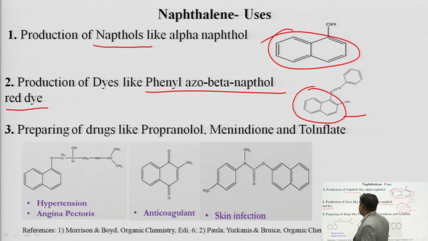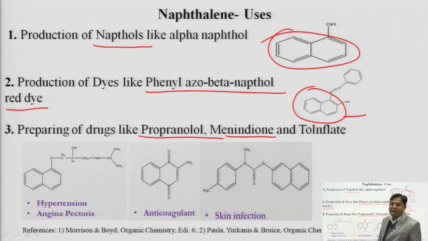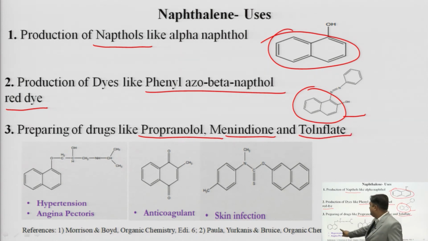It is also used for preparing drugs like propranolol. You know that propranolol is a very important drug used in hypertension. It is also used in the preparation of menadione and tolnaftate. Propranolol is used in hypertension and angina pectoris, a very dangerous cardiac disease. Menadione is used as an anticoagulant. Then tolnaftate is used for skin infections. So, these are very important molecules prepared from naphthalene.